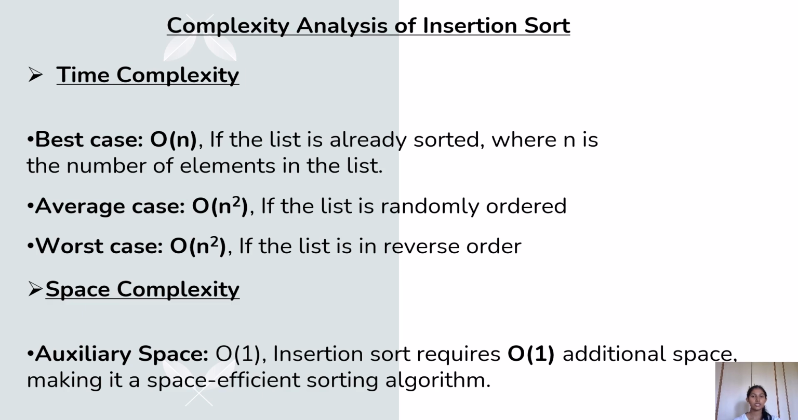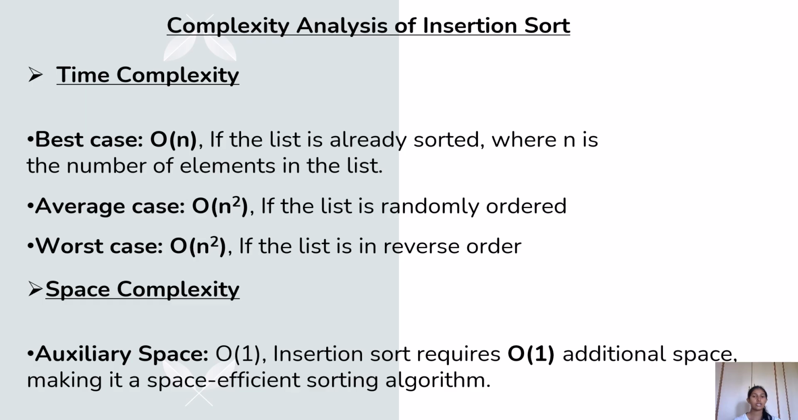Let's see the worst case: the list is in reverse order. The worst case time complexity of insertion sort occurs when the input array is in reverse sorted order. In this scenario, each element needs to be compared and possibly swapped with every preceding element, resulting in a quadratic time complexity. Therefore, the worst case time complexity is O(n square), where n is the number of elements in the array.